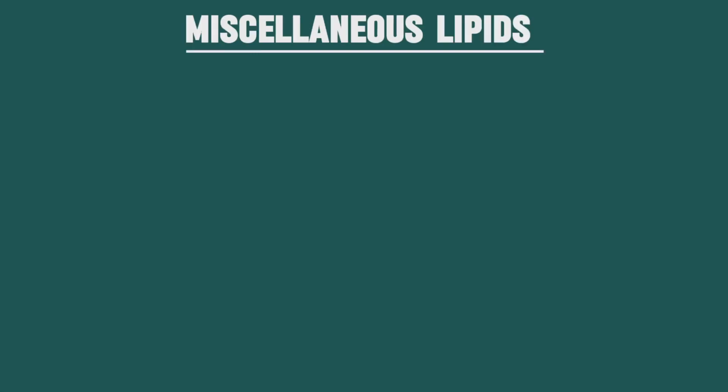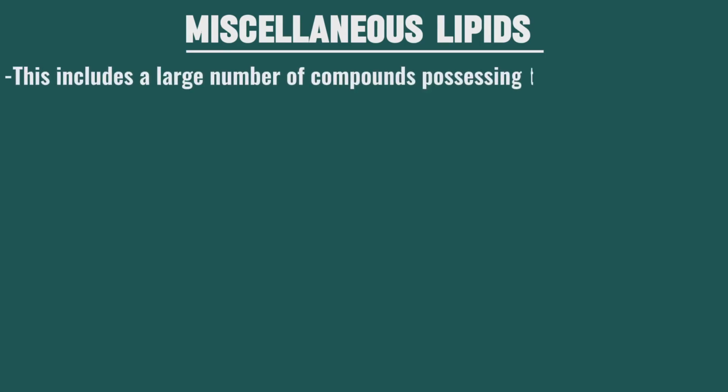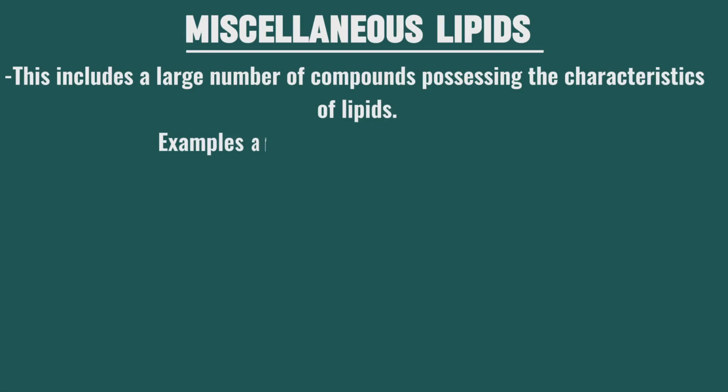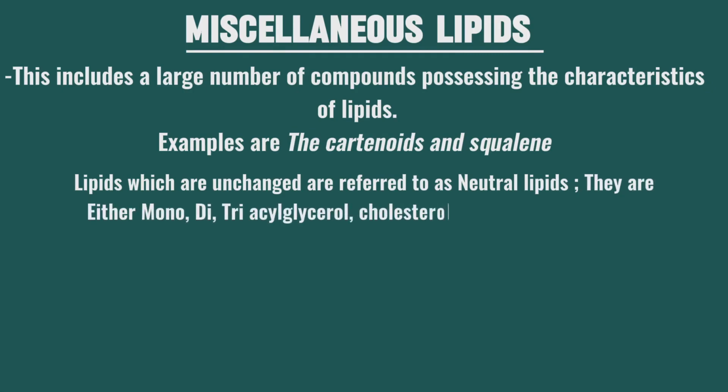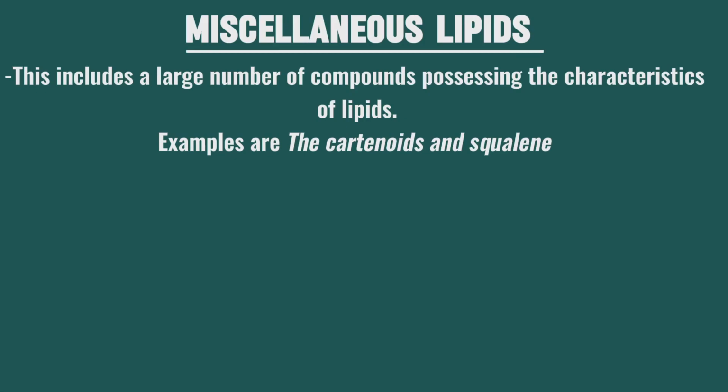The fourth type of lipid we have is the miscellaneous lipids. This includes a large number of compounds possessing the characteristics of lipids. Examples of such are the carotenoids and the squalene. Lipids which are uncharged are called neutral lipids. They are either mono-, di-, or triacylglycerol, cholesterol, and cholesterol esters.